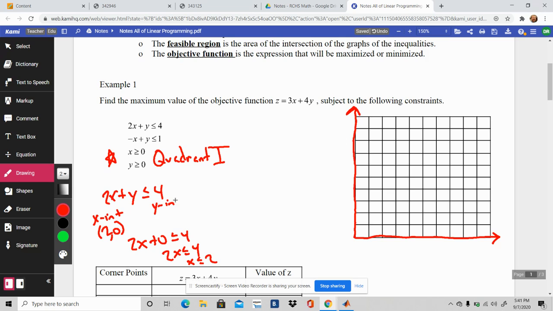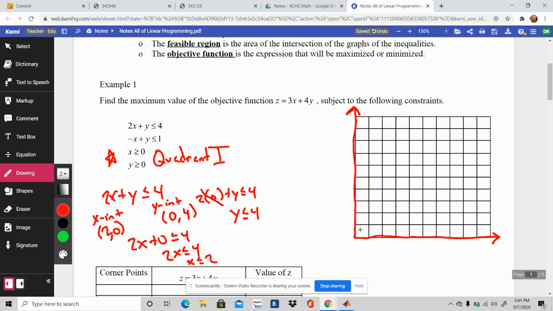And then likewise, I could do my y-intercept. To be a y-intercept, that means the x-coordinate's 0. So I plug in 0 for x, and that'll give me 2 times 0 plus y is less than or equal to 4. This cancels out, so y is less than or equal to 4. So my y-intercept would be 4. Then I can plot those points.